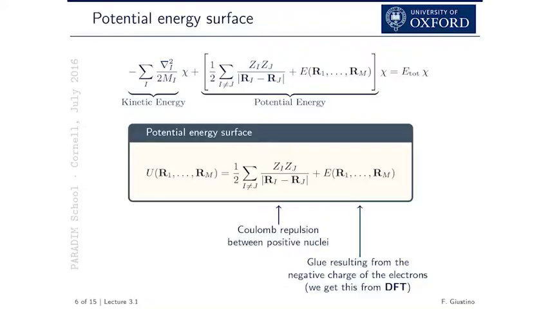The repulsion is something which is calculated by hand. You put the atomic number here, divide by the distance between nuclei. You don't need any calculations. It's just a number. So in practice, this is the quantity that we see at the end of the code.